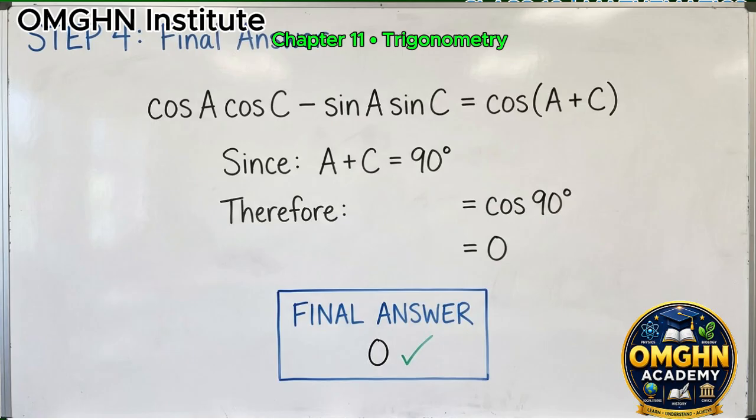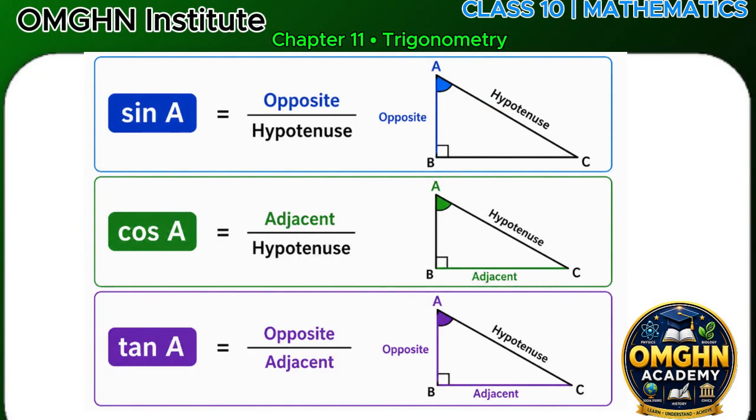Excellent. Students, remember the most important formulas from today's class. Sine theta is opposite by hypotenuse. Cosine theta is adjacent by hypotenuse. Tangent theta is opposite by adjacent. And remember, cotangent theta is adjacent by opposite.